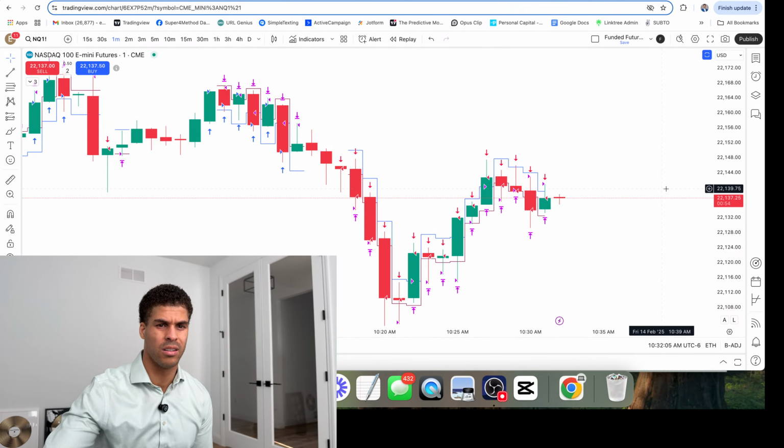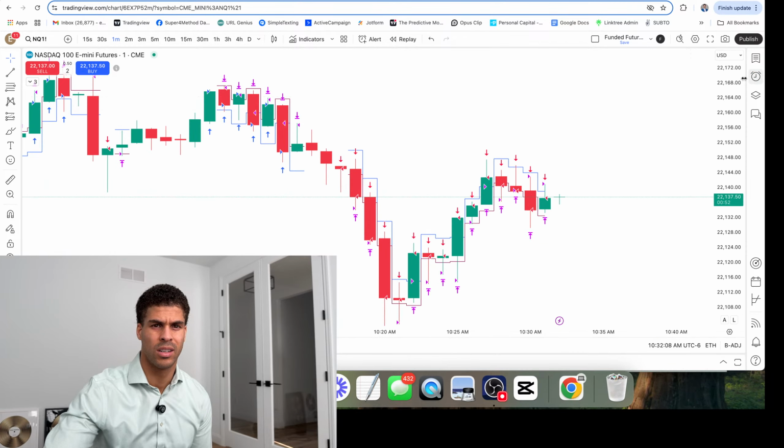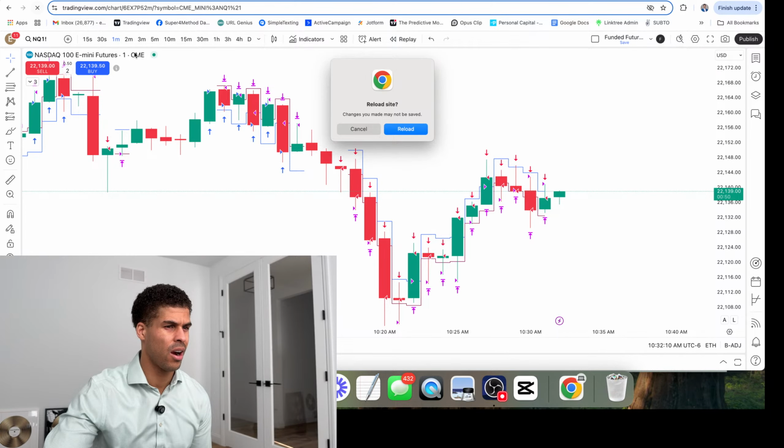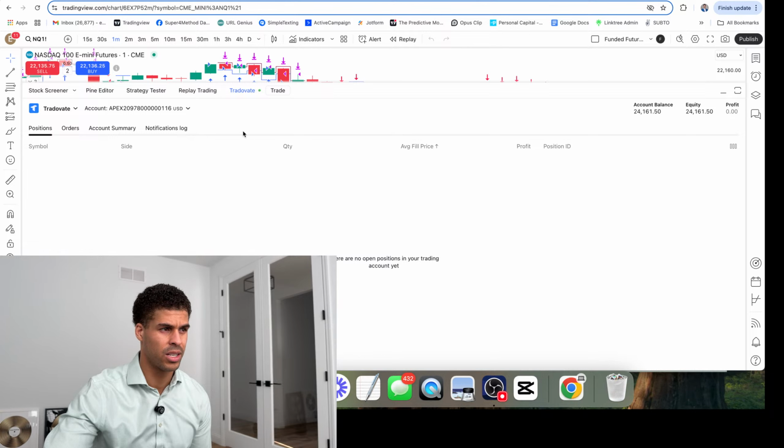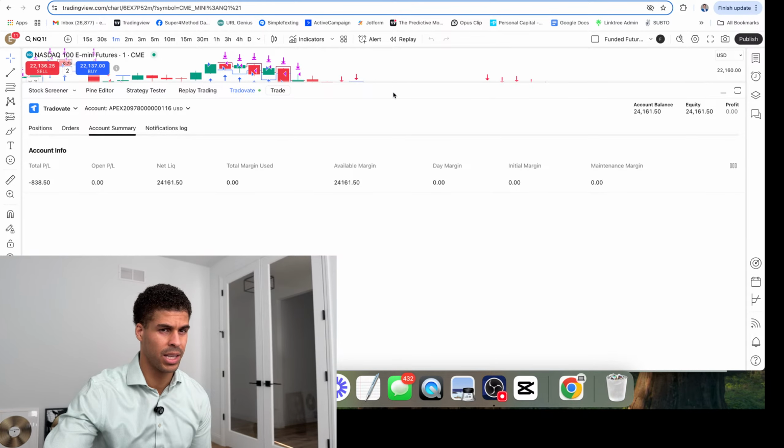What is going on here? Why are we not getting our trades? My only other assumption would be that we're in the wrong account, but that's not the case.